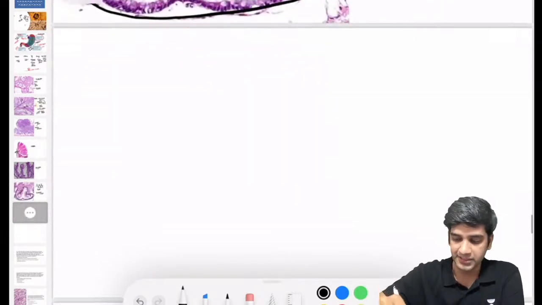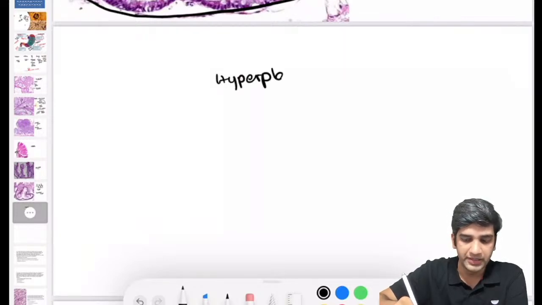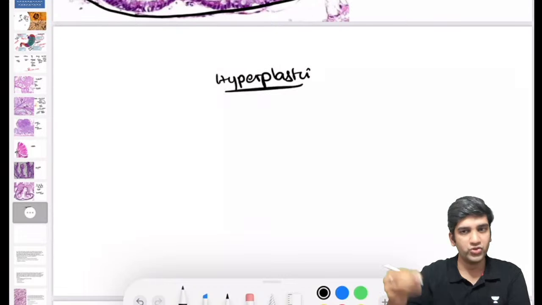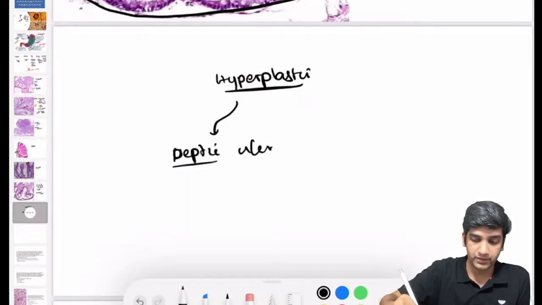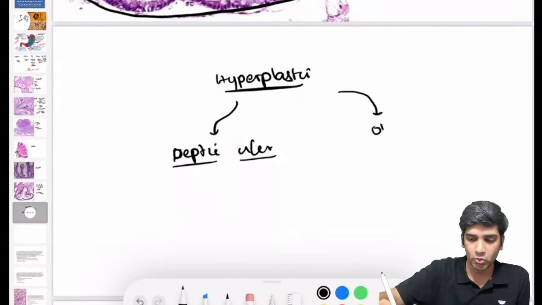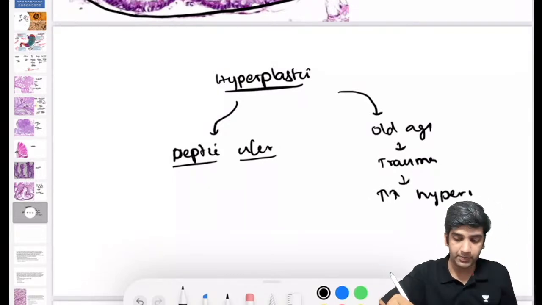So what I see in a hyperplastic polyp is, like I said, we'll go with the pathogenesis. Then we'll be easily able to extrapolate what I'm going to see. One thing is there is a peptic ulcer in the stomach which can cause a hyperplastic polyp. Second is old age, with any very tiny traumas. As a response to the trauma, there is a little bit of increase in the hyperplasia of the epithelium. That's the reason for a hyperplastic polyp.